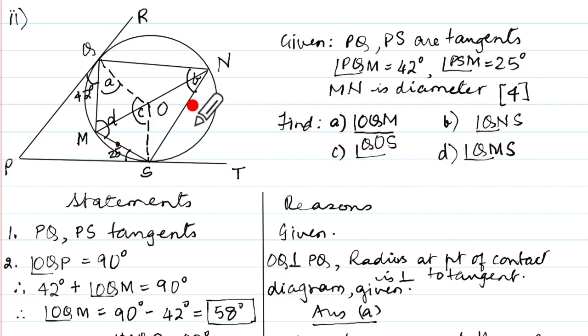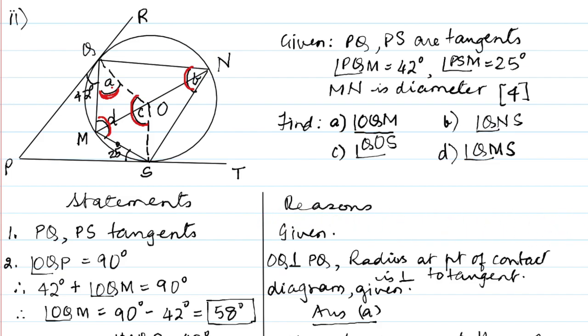To begin with, in the diagram, you mark the angles. Now OQM is this angle, so we'll mark that as A. QNS is B, so I marked it here as B. QOS is this one which I marked as C, and QMS is this which I marked as D.